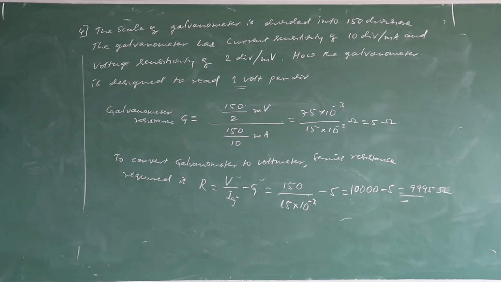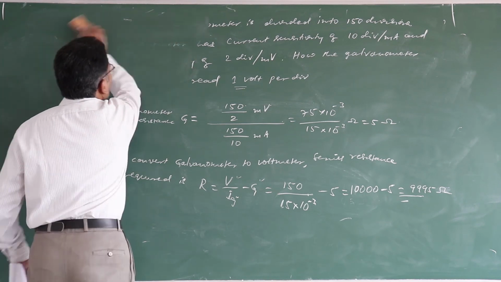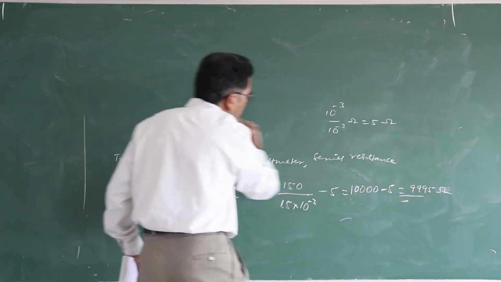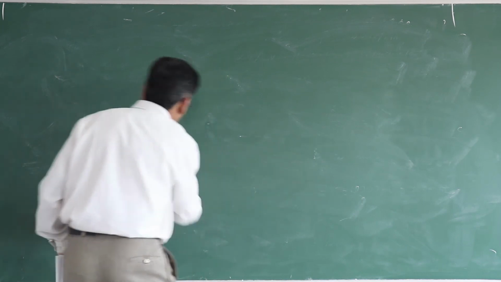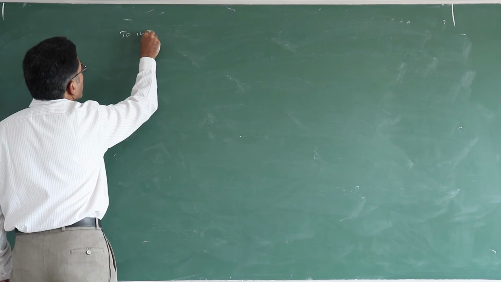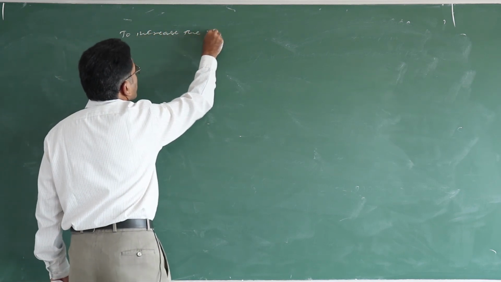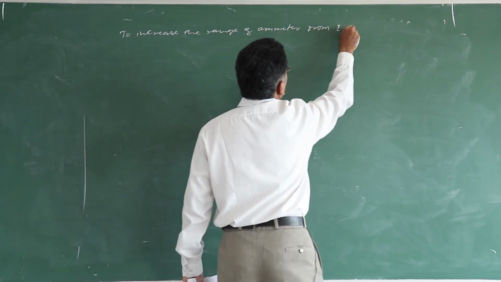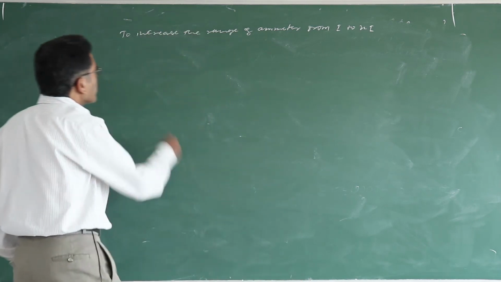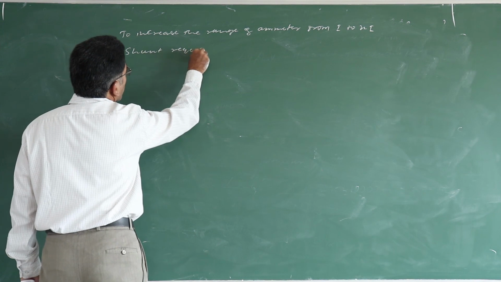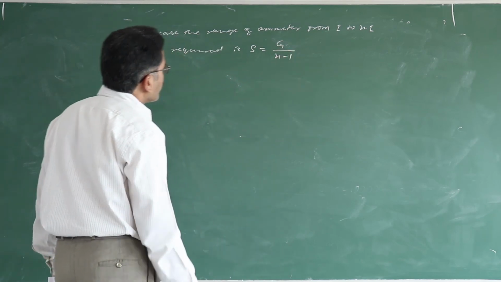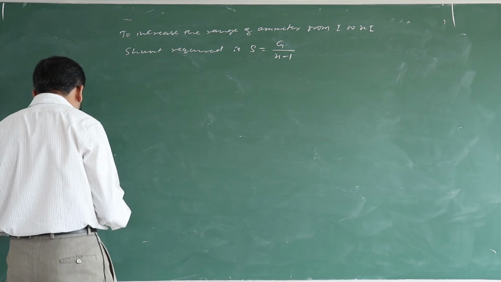See, if you want to increase the range of ammeter from I to NI, the shunt required is S is equal to G by N minus 1. Okay, you must remember this relation.